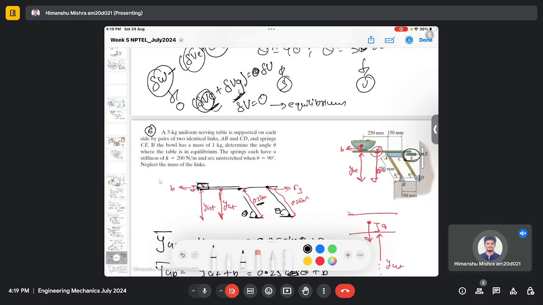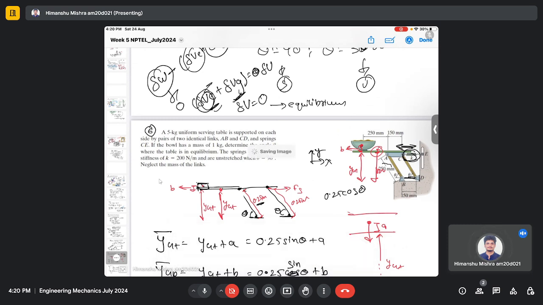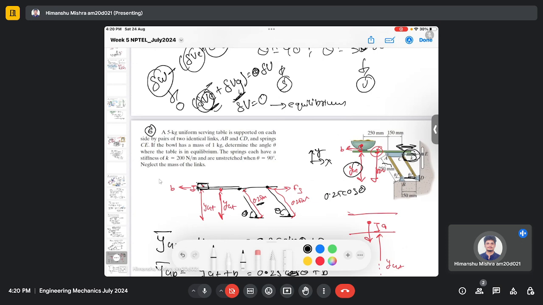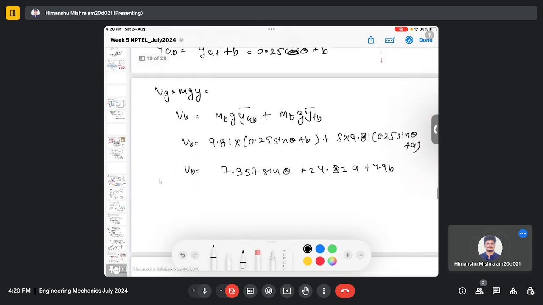We already wrote down the potential energy from the gravitational field. Now for the elastic member, we have been given the spring and it will extend in the x direction. So if this is my x and this is my y, it will be extending in the x direction, and that will be given as 0.25 cos theta, right? Because if this is my 0.25 sin theta, then the extension of the spring will be 0.25 cos theta.